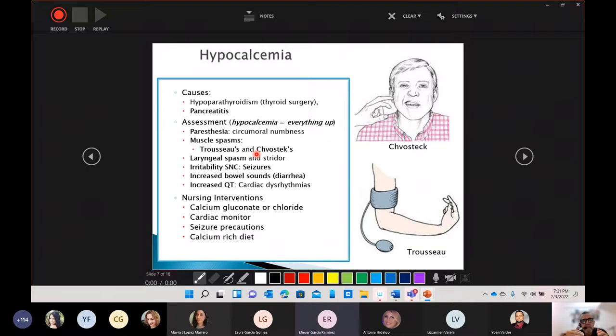Or VTAC, as this microphone, mute this microphone.